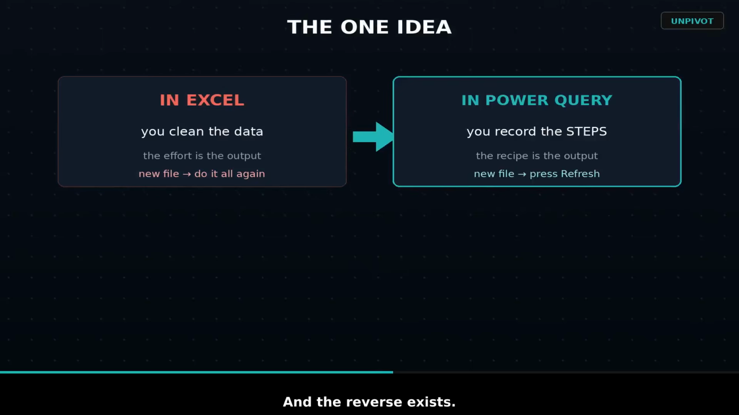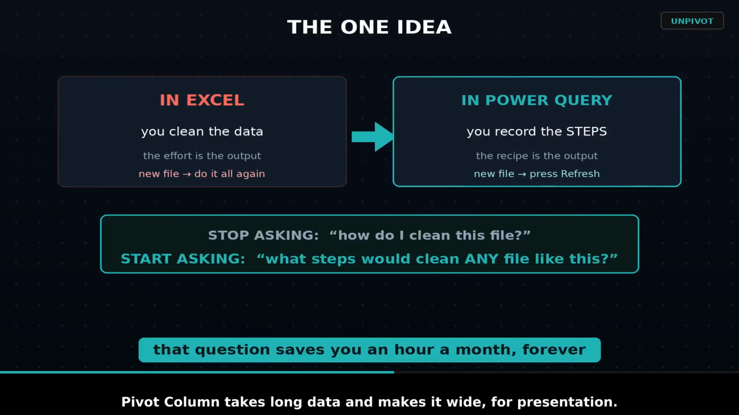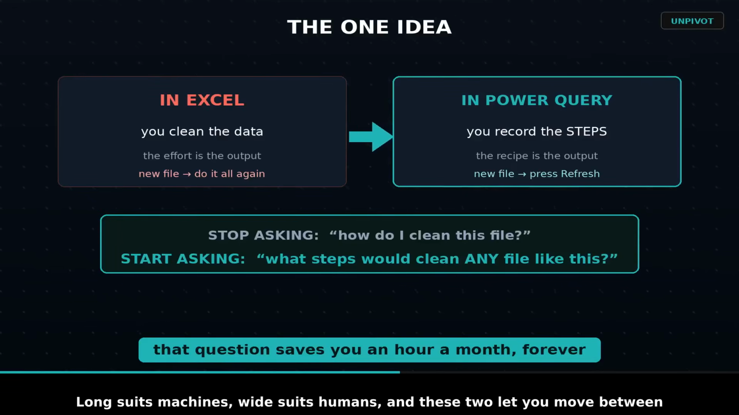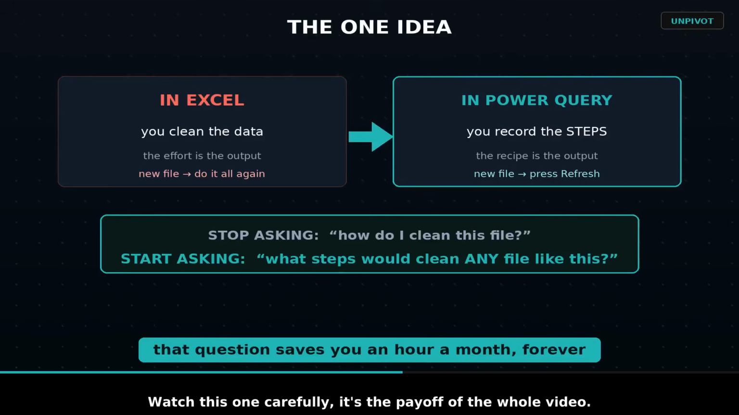And the reverse exists. Pivot column takes long data and makes it wide for presentation. My rule: store and analyze long, present wide. Long suits machines, wide suits humans. And these two let you move between them in one click. Watch this one carefully. It's the payoff of the whole video.